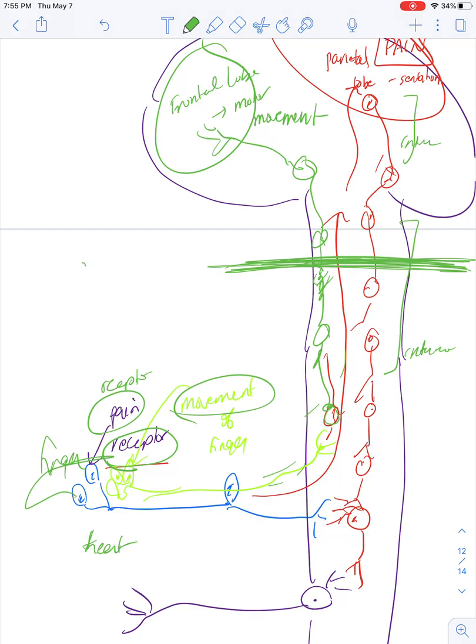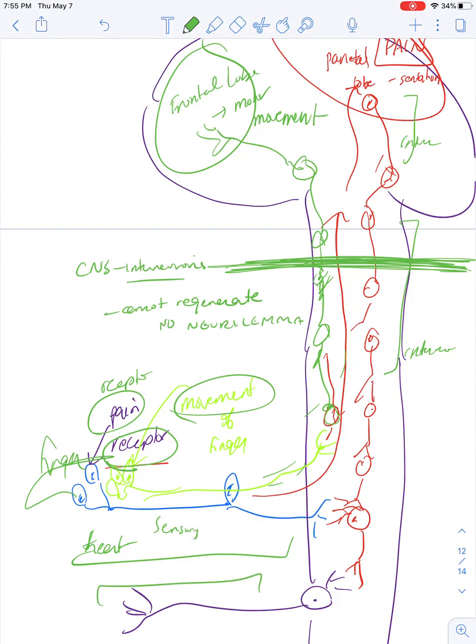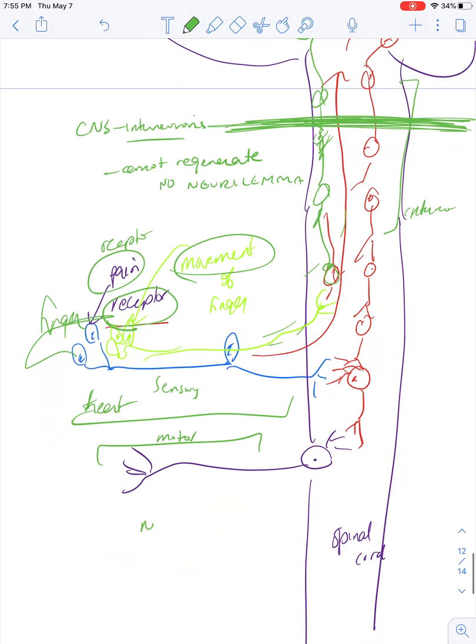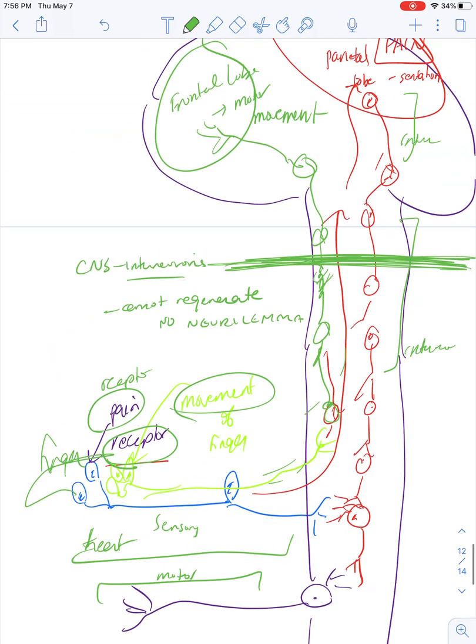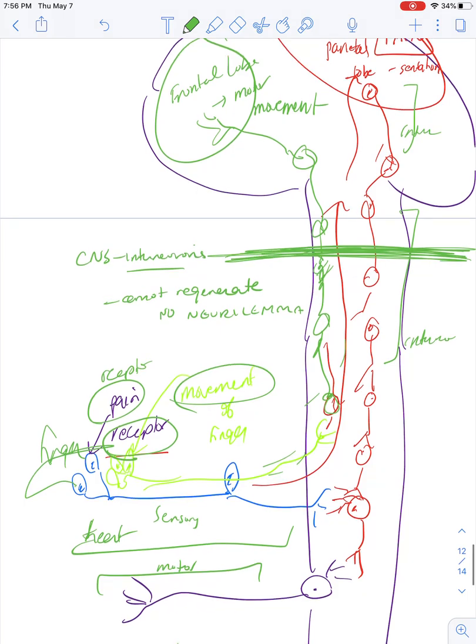One thing about your central nervous system and the interneurons in your central nervous system, they cannot regenerate because there's no neurolemma. Okay, so the interneurons have no neurolemma, so they can't regenerate, but the sensory and the motor neurons, they have a neurolemma. And because they have a neurolemma, these guys can regenerate. And so if you damage a peripheral nerve, like in your fingers, then they have the ability to come back, but they don't have the ability to come back if you damage any of the interneurons in your spinal cord or your brain.